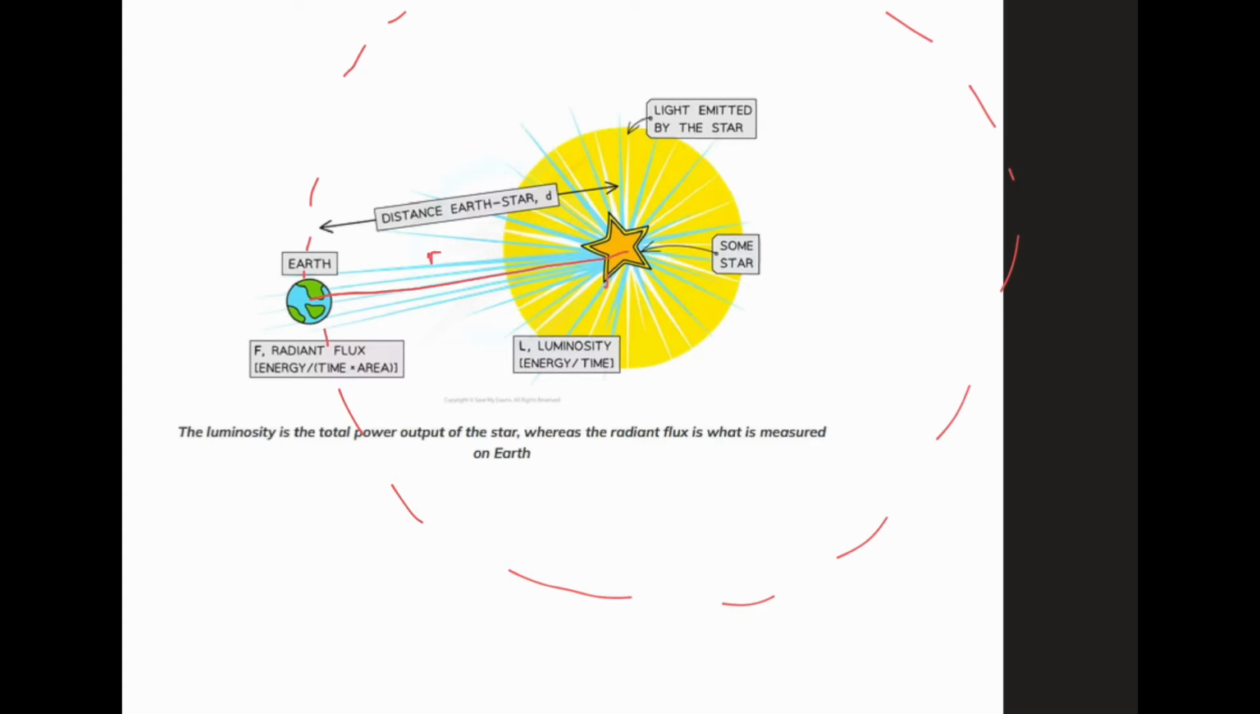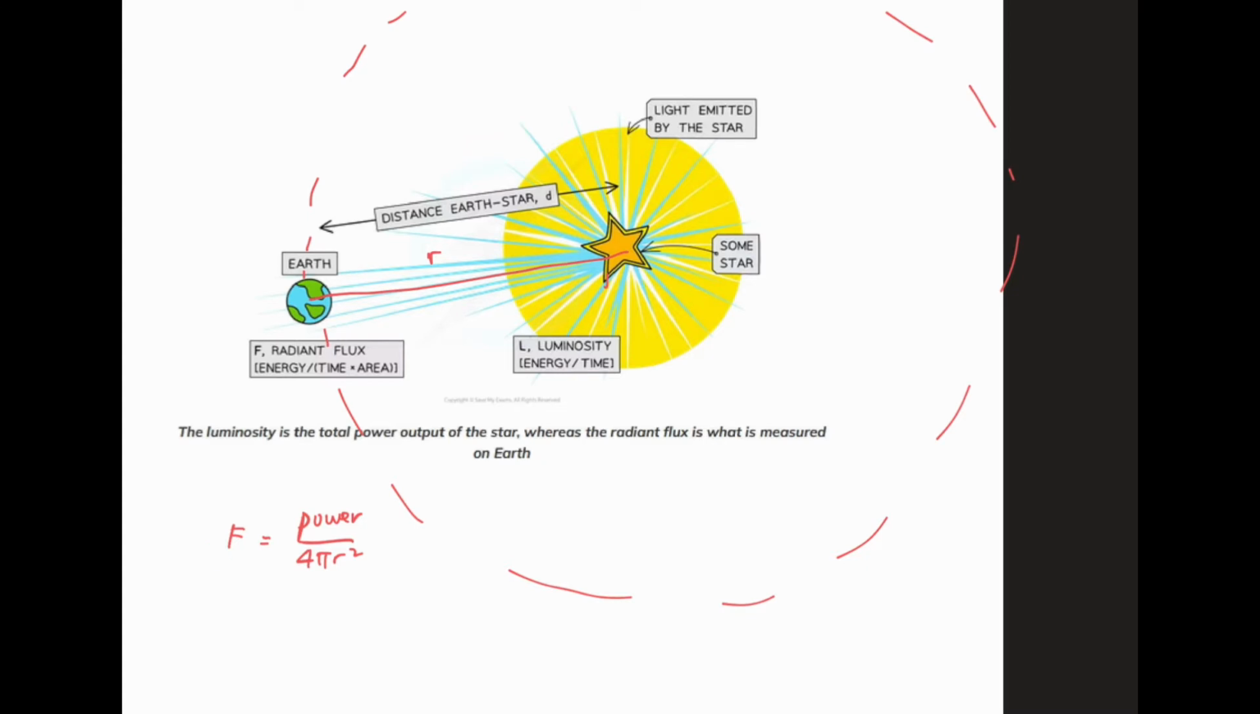Okay, so you just need to take the power. Just now we went through the formula: the power divided by 4 pi r square. Of course, the power at the numerator is the luminosity. Luminosity is power, right? So this is the luminosity divided by 4 pi r square, and then you get the radiant flux intensity.